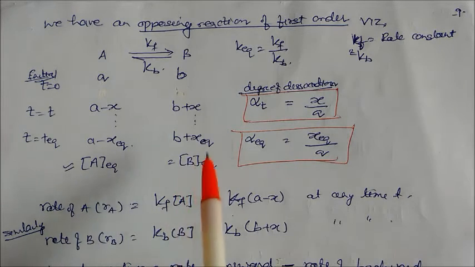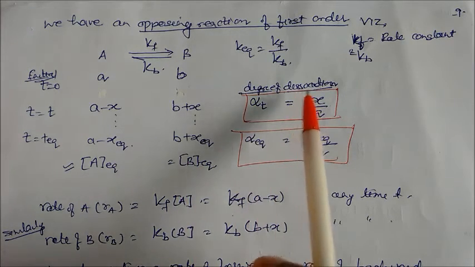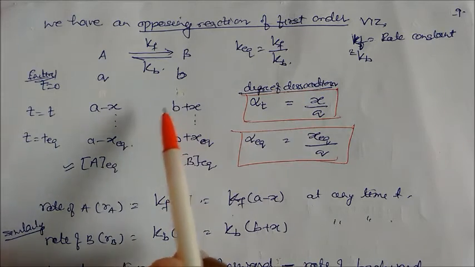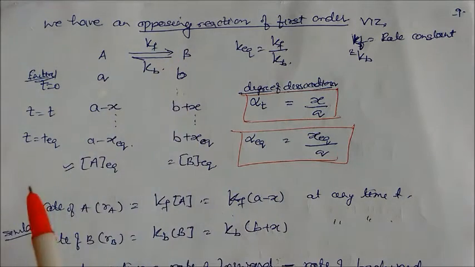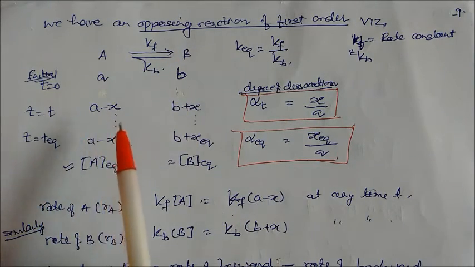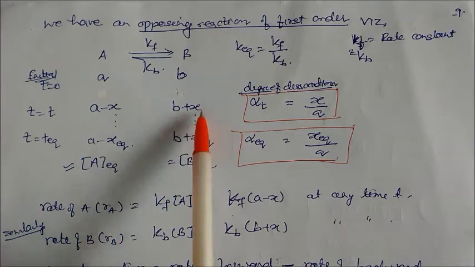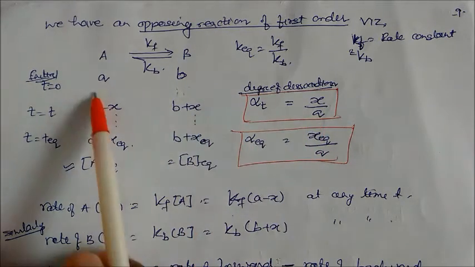And if you want to calculate the degree of dissociation for this one, we can write alpha at time t for this one. How much will it be? It will be x divided by the initial concentration. So the total is a, so x by a.